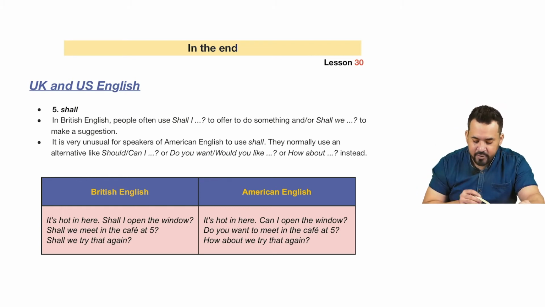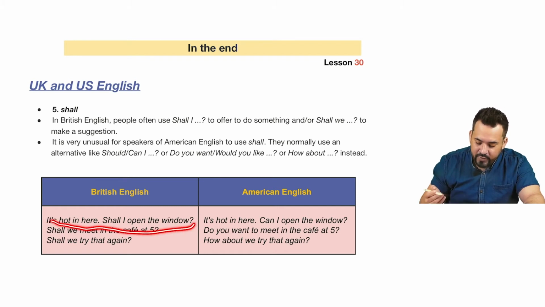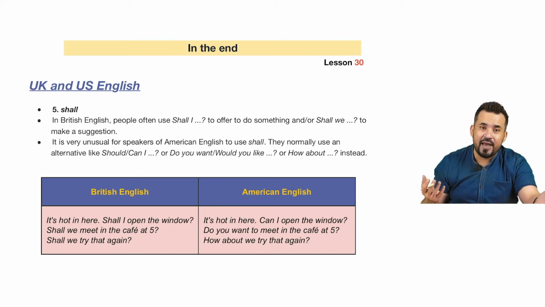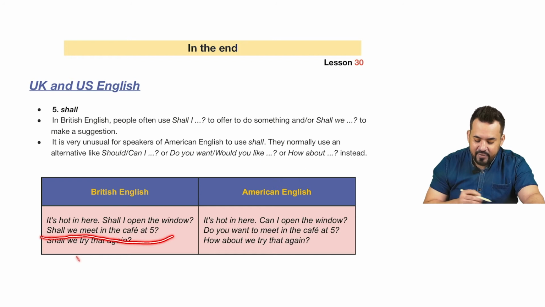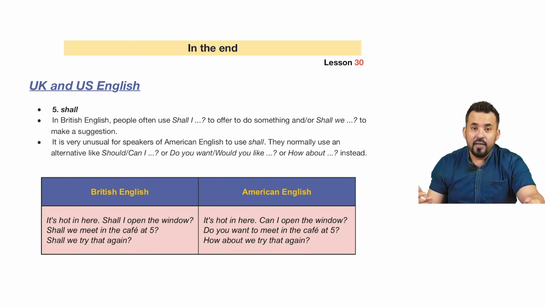So let's take a look. Here it says, oh, it's hot here. Shall I open the window? It's hot in here. Can I open the window? Yes, Americans do tend to say can more, but they also use shall. Shall we meet in the cafe at 5? Do you want to meet in the cafe at 5? Shall we try that again? How about we try that again? Okay, so in all fairness, Americans use shall just as much, but it's true, can and how about are more common.